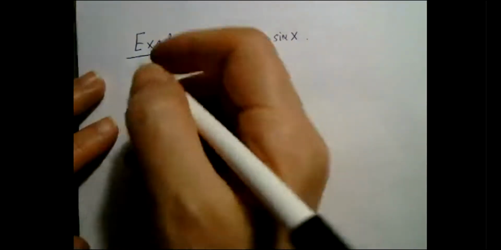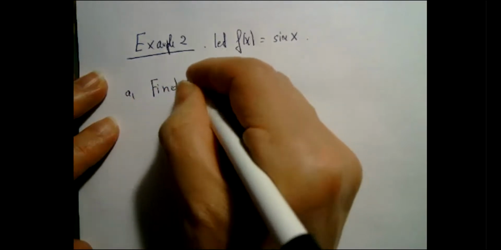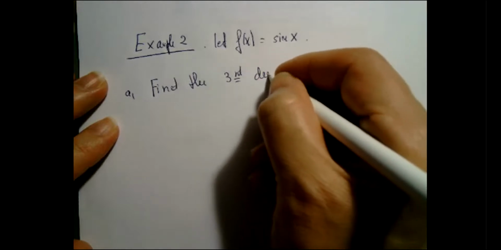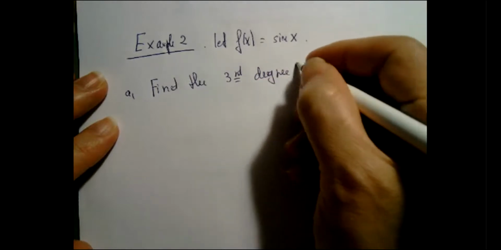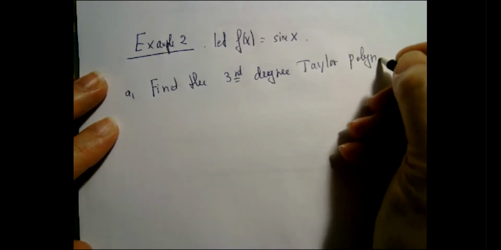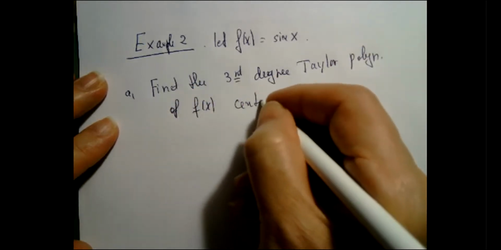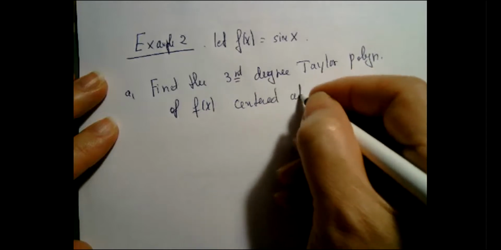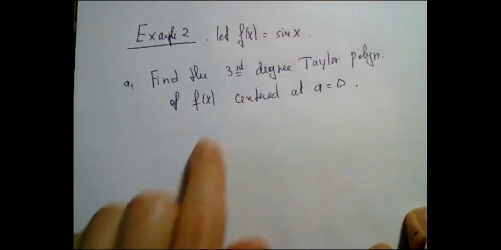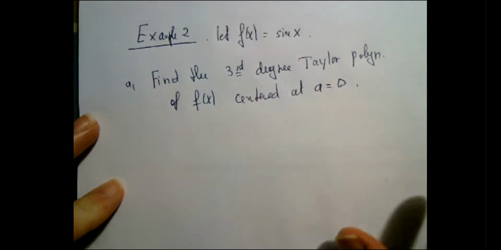My question, question A: find the third degree Taylor polynomial of f centered at a equal to 0. Sometimes those polynomials are called Maclaurin polynomials when the center is a equal to 0.